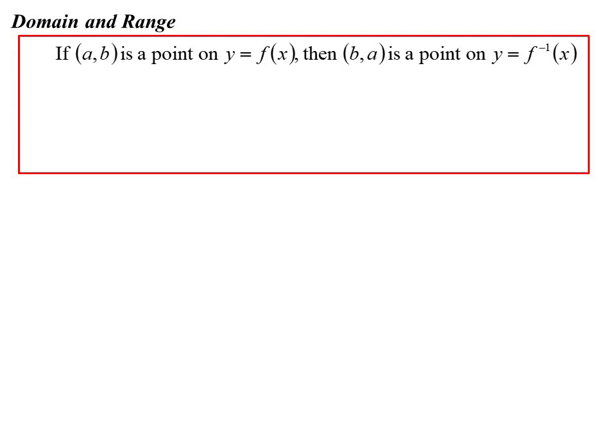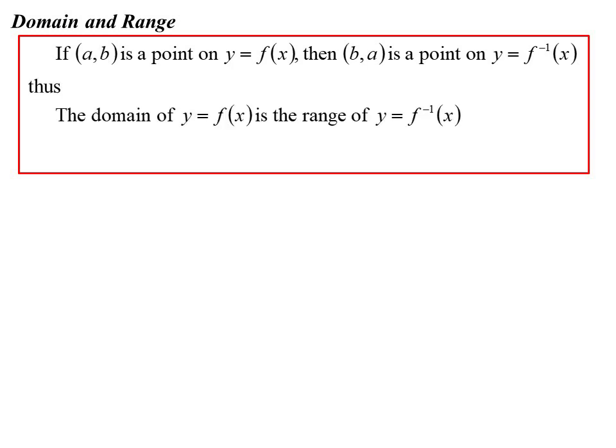So domain and range. Because we're swapping the x and y's around, if (a, b) is on the original function, then (b, a) should be on the inverse function. So therefore, the domain of the original function becomes the range of the inverse function, and vice versa. So the range of the original function becomes the domain of the inverse function.